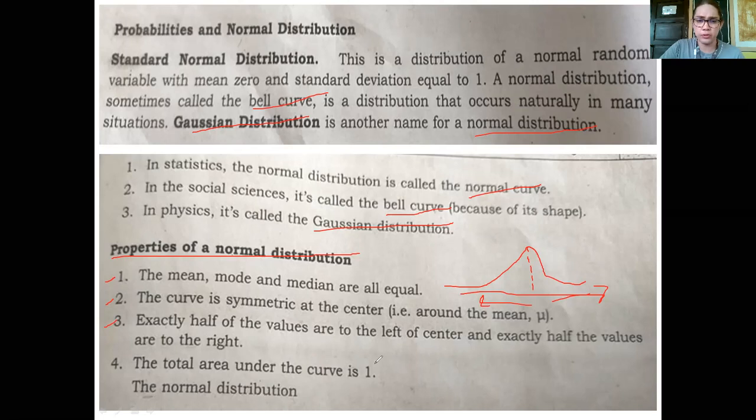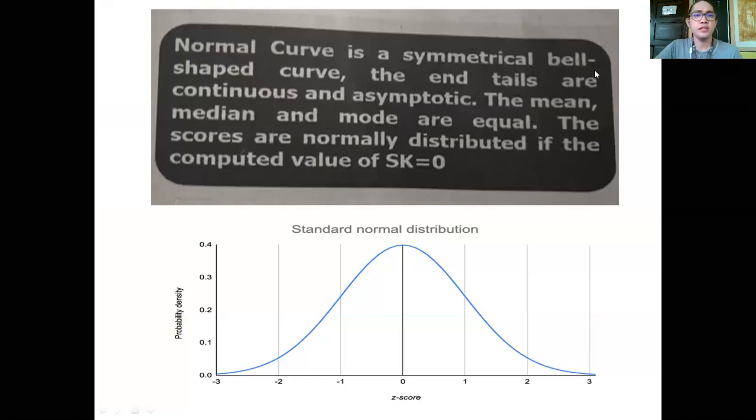So please take down note. 1 is the total area under the normal curve. So the normal distribution. So I hope you can follow. Now let's proceed to the next. So normal curve is a symmetrical bell-shaped curve, as I mentioned a while ago.